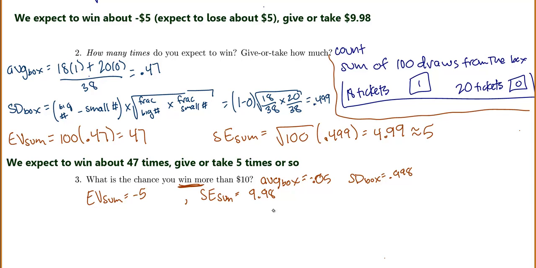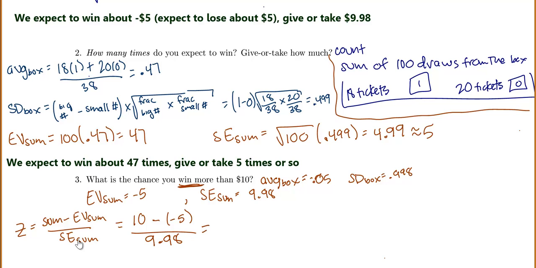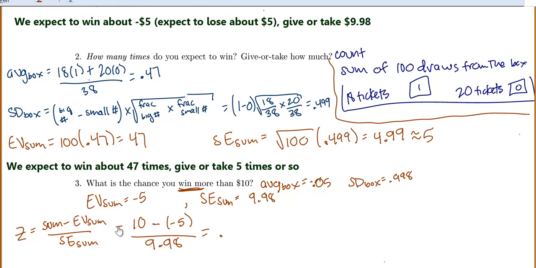Now because it's a chance, we want to use the normal curve. We can only use the normal curve if we have a large number of draws, but we are talking about 100 draws, so that's a large number of draws. So our next step would be to standardize. So to standardize, you do the sum minus the expected value of the sum divided by the standard error of the sum. The sum we're interested in is we want the chance that you win more than $10. So the sum we're interested in is 10 minus our expected value, which is -5, and divide by the standard error, which is 9.98. This gives me 1.50.